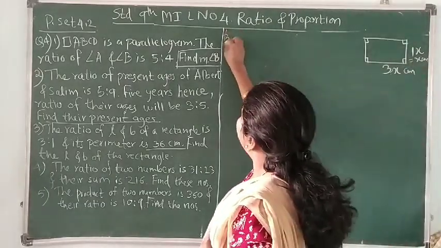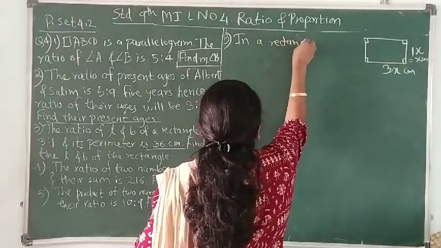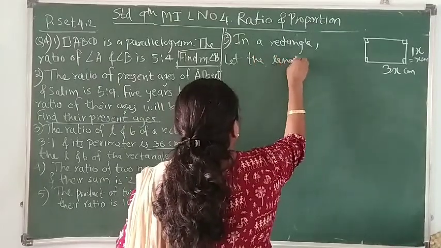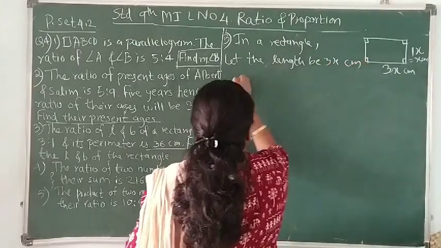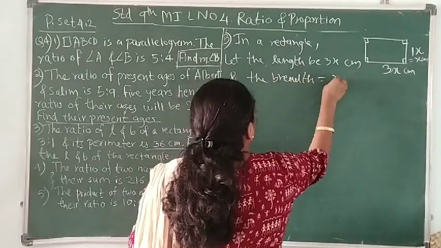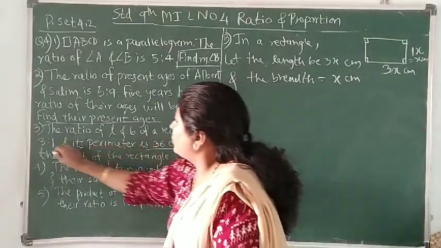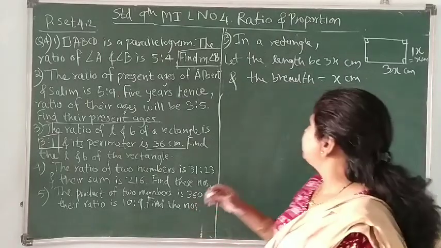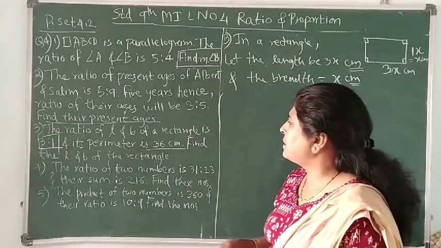So for the third sum, we can write, in a rectangle, let the length be 3x centimeter and the breadth be x centimeter. The numbers in the ratio 3:1 are multiplied by the common multiple x, and as it is in centimeter, we have written the unit as centimeter. Now its perimeter is 36.